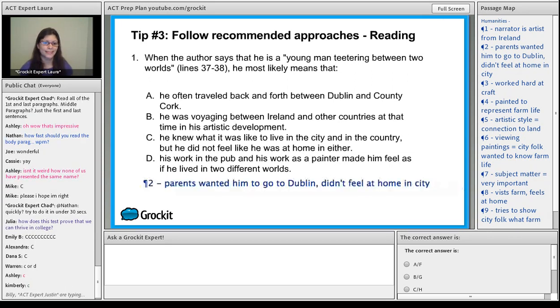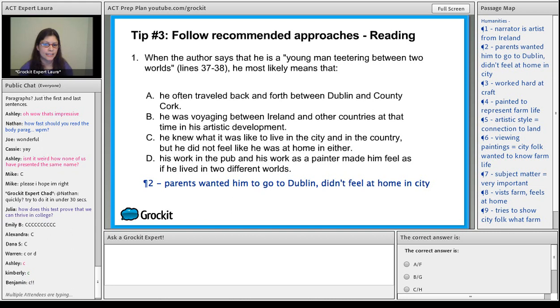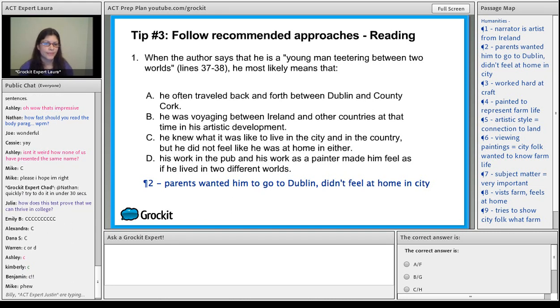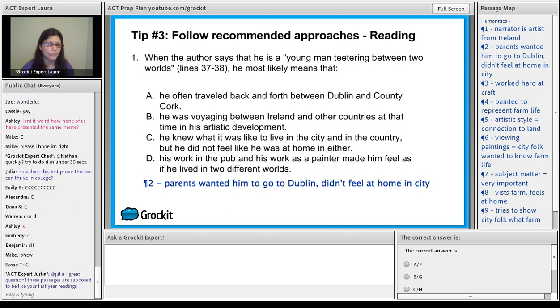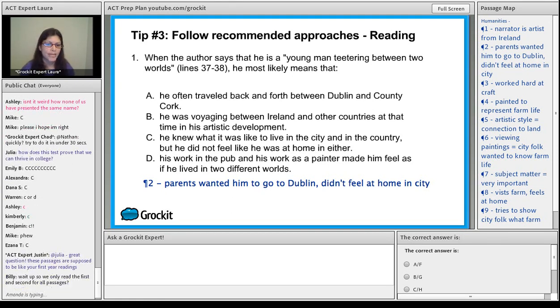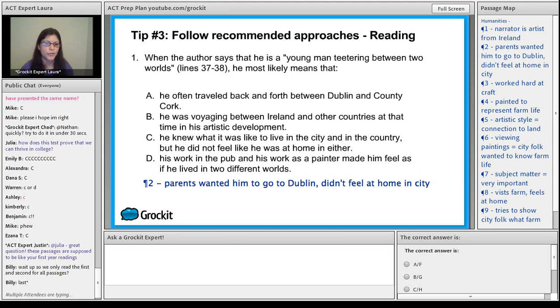How much more time does that save? So Warren says, you know what, I think it might be C or D. Now, I really like that you mentioned that. So if you're looking at answer choice D, let's look at it a little bit more closely because we're going to talk about traps in just a moment. It says his work in the pub and his work as a painter made him feel as if he lived in 2 different worlds. That's half correct.